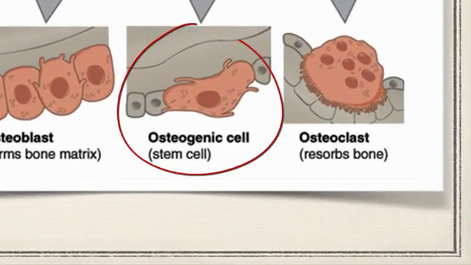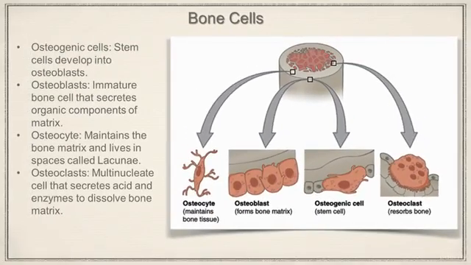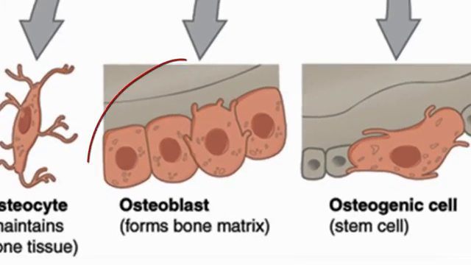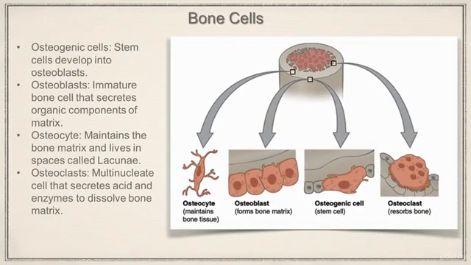Now, osteogenic cells, these are going to be the stem cells. As I mentioned, they're undifferentiated. When the time comes, if we need more osteoblasts, then they will differentiate into the osteoblasts. Now, the osteoblasts are immature bone cells that secrete organic components of the matrix. In other words, osteoblasts make bone.